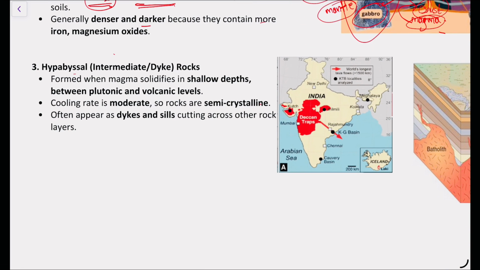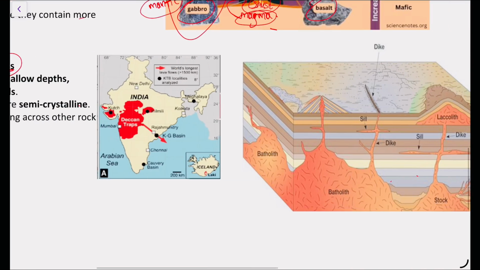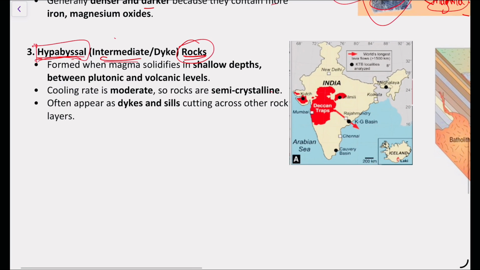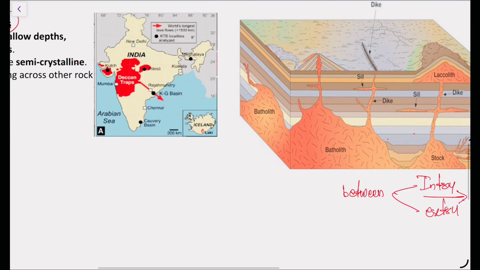And in between these there is another kind of rocks, hypabyssal or the intermediate rocks. When the magma is cooled inside the earth surface itself, but between the intrusive rocks and the extrusive rocks, those rocks are called the hypabyssal rocks. For example, sills and dikes are examples of these hypabyssal rocks.